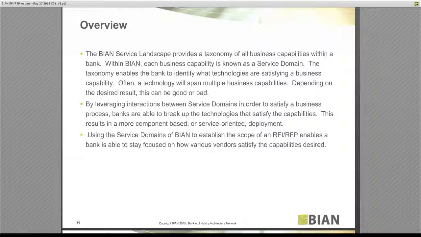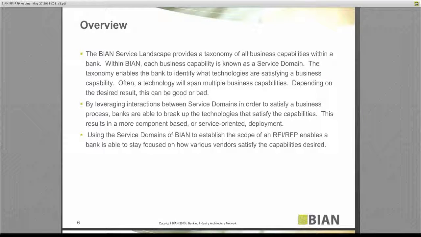So the way that BIAN is set up and the way that PNC looks at it, the service landscape provides a taxonomy of all business capabilities within a bank. Within BIAN, each business capability is known as a service domain, and that's something to keep in mind as we go forward. The canonical elemental nature of a service domain enables us as a bank to identify the technologies that we have within our stack that are satisfying those business capabilities.